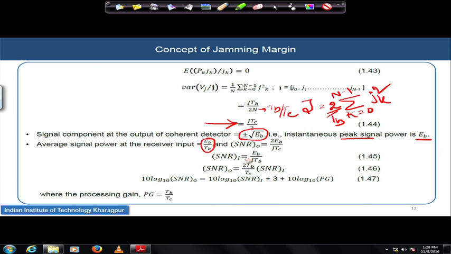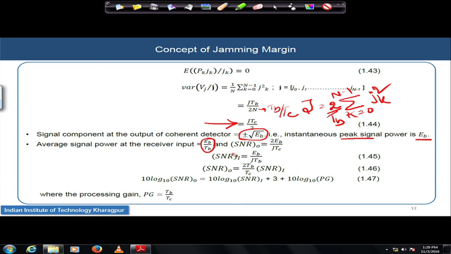But what was the input SNR? Input SNR was Eb divided by Tb, that was the signal power at the input of the receiver, and the jamming power was only J. The power became different only because of the spreading operation. So, the power at the input and the power that you are getting at the output are differing because the spreading has happened for the jamming signal.